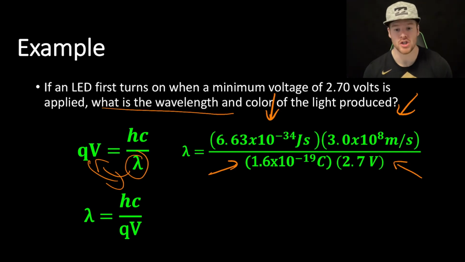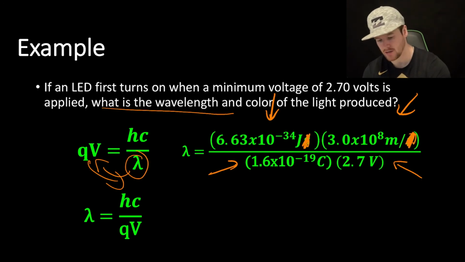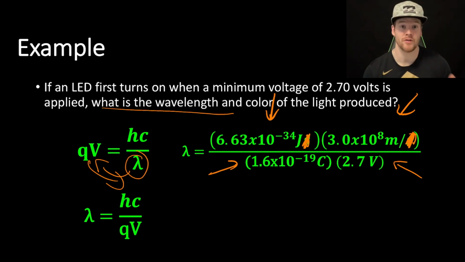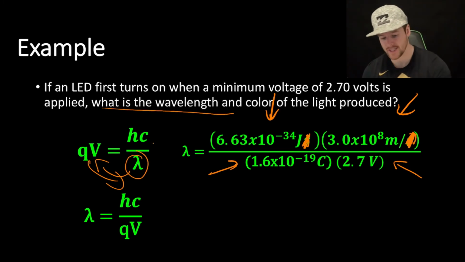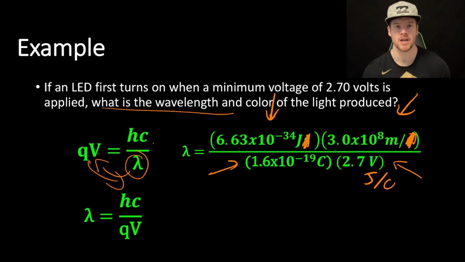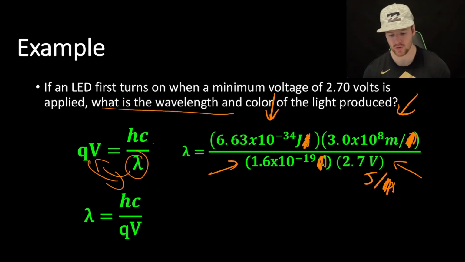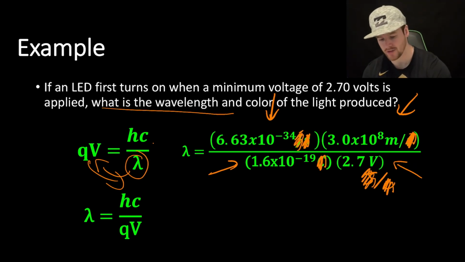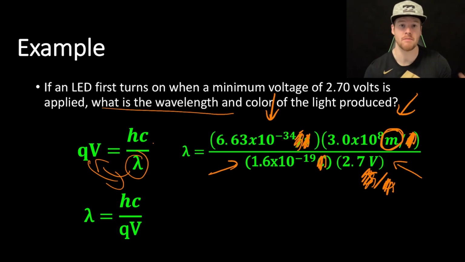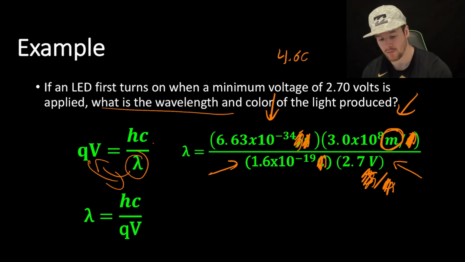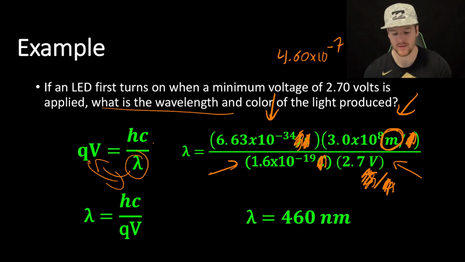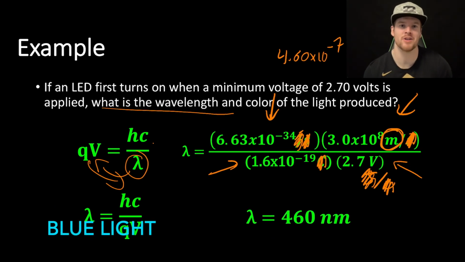Now I'm just looking to make sure that these units work out. First on the top, I can see that I have seconds and per second, which is going to be canceling out. I have coulombs and then volts, and volts is the same as joules per coulomb. So if I have coulombs and then per coulomb, I can cancel those two out, and then I'm left with joules on the top and joules on the bottom, so those cancel, and I'm left with an answer in meters, which is going to work out because that's what I want for wavelength. And when you plug all that in, you should get 4.60 times 10 to the negative 7. It's common to put this into nanometers, so that would be 460 nanometers for our wavelength.